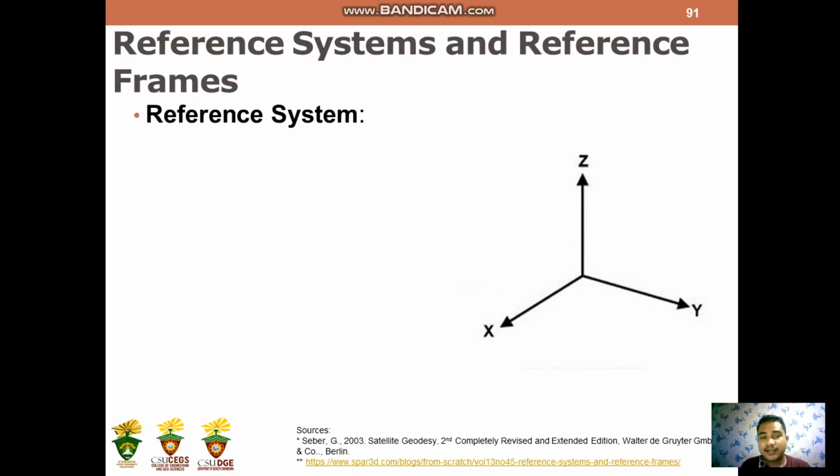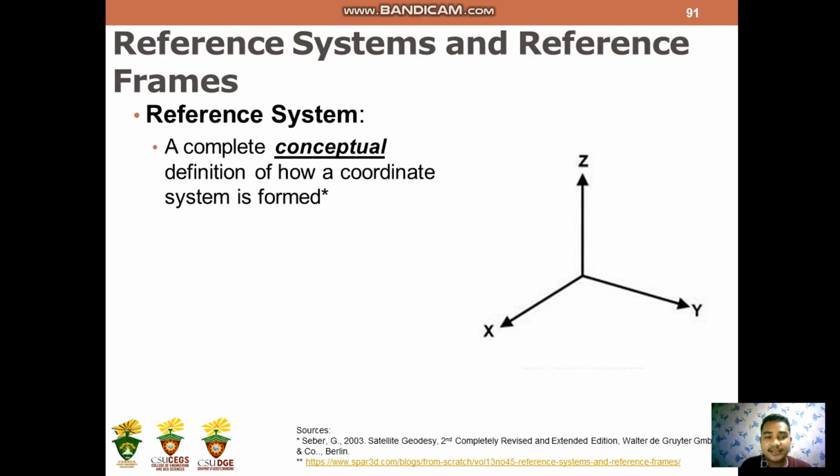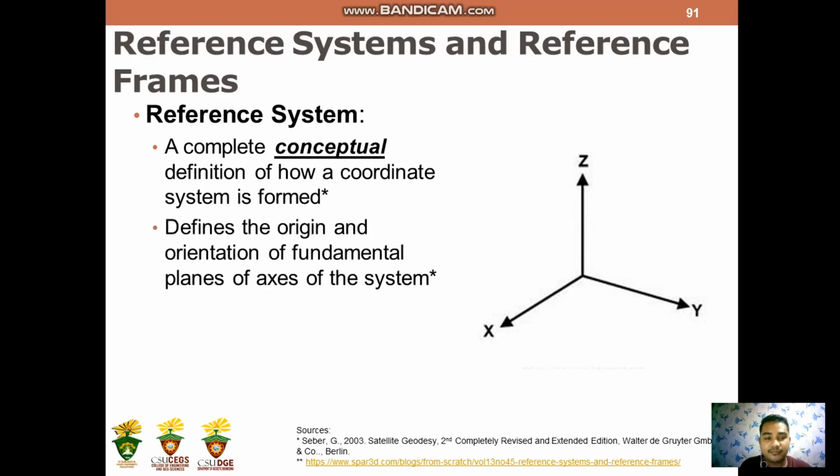And let's go to the reference systems and reference frames. So it's a recall again. This is discussed in your geometric geodesy, no? So a reference system is a complete conceptual definition of how a reference coordinate is formed, and it defines the origin and orientation of fundamental planes and axes of this system.